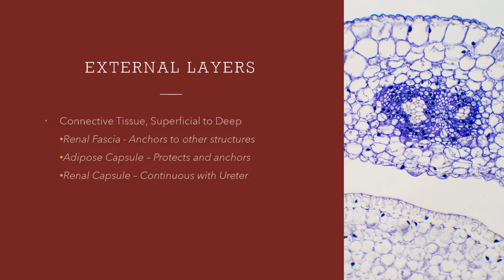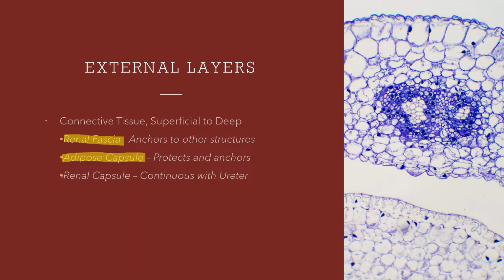Now there are 3 layers of tissue that surround each kidney. The most superficial layer is called the renal fascia. This is a very thin layer of dense irregular connective tissue, and it anchors the kidney to the surrounding structures and to the abdominal wall. The middle layer, the adipose capsule, is a mass of fatty tissue surrounding the renal capsule, which is the next layer, and it also protects the kidney from trauma, and holds it firmly in place within the abdominal cavity.